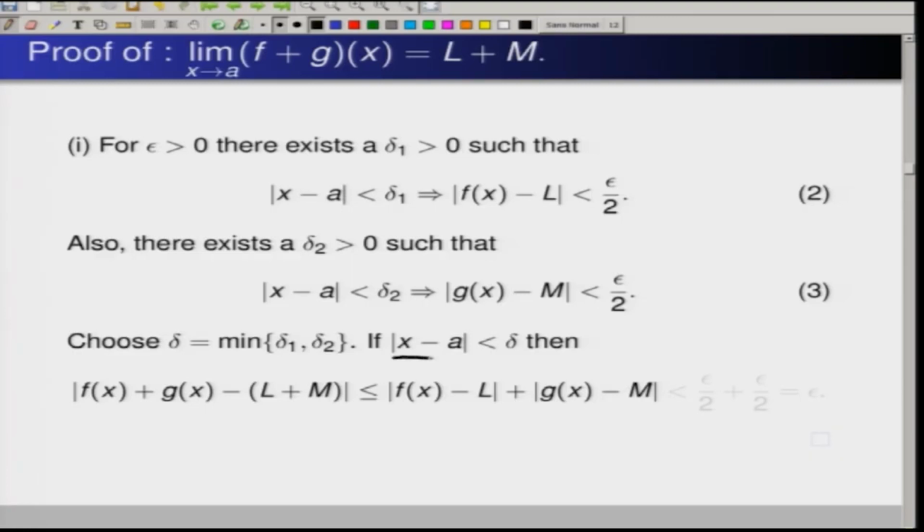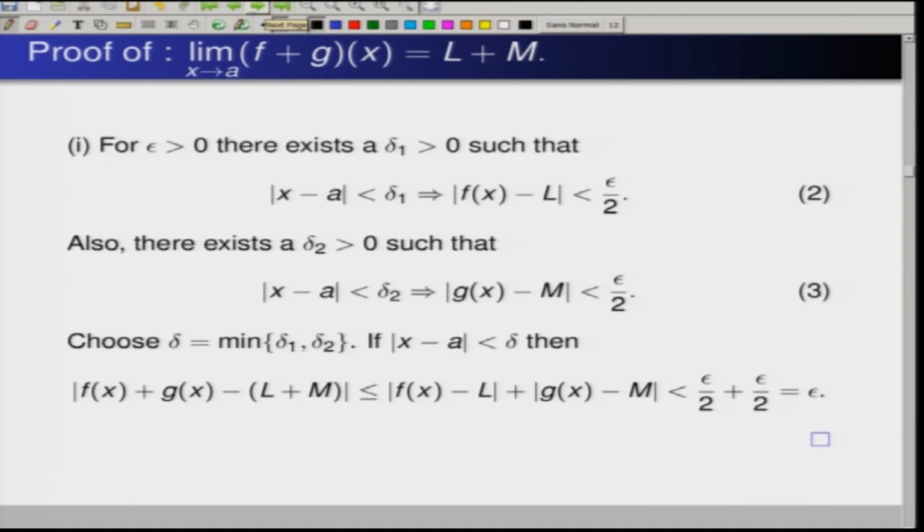Now, |x − a| is less than delta, that means delta is less than or equal to delta 1. Therefore, |x − a| is less than delta 1. This will imply that |f(x) − L| is less than epsilon by 2. Similarly, |x − a| less than delta will imply |x − a| is less than delta 2. Therefore, |g(x) − m| is also less than epsilon by 2. So, this sum is less than epsilon by 2 plus epsilon by 2, which is equal to epsilon.